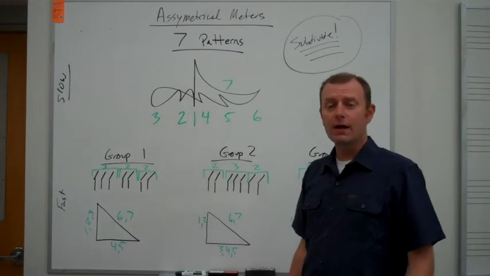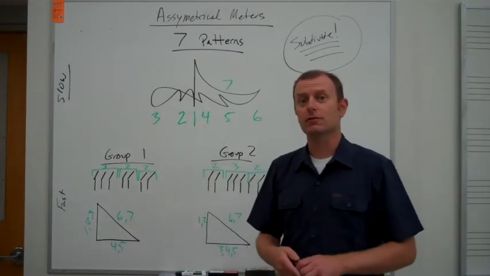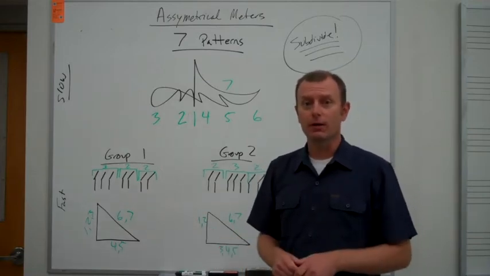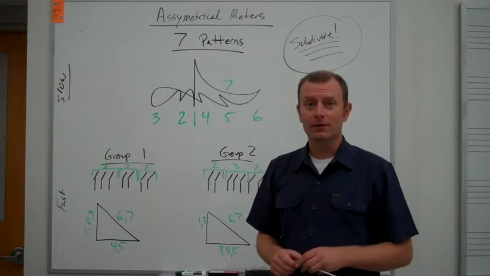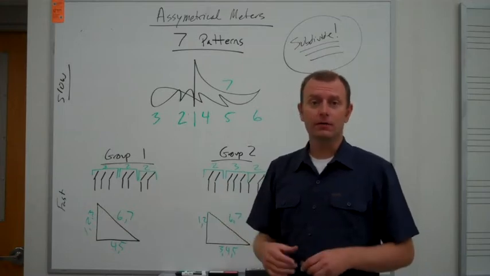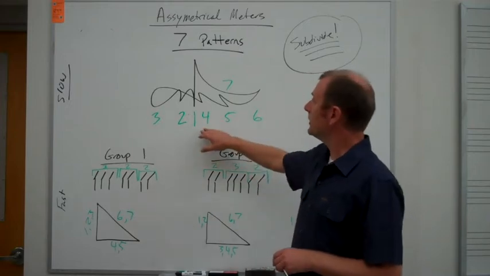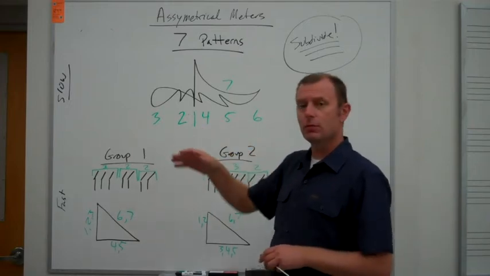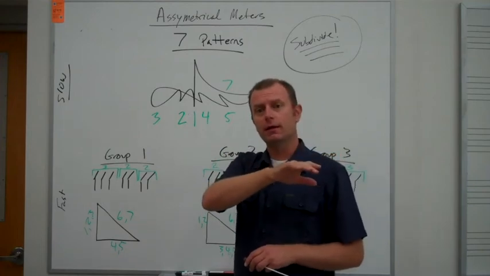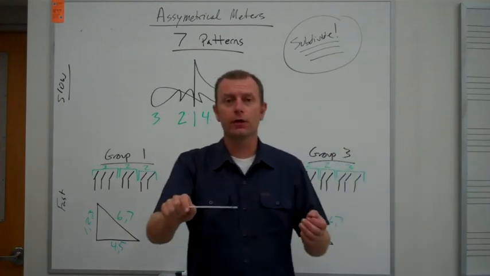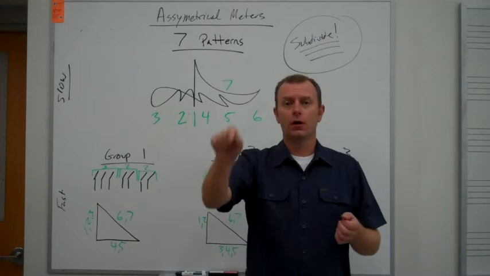Just as we did with the five patterns, we can now put our subdivisions into a seven pattern as well. The seven patterns have a slow and multiple fast versions. The slow version, right here, involves multiple moves to the right and left. As we go through it, it will look something like this.